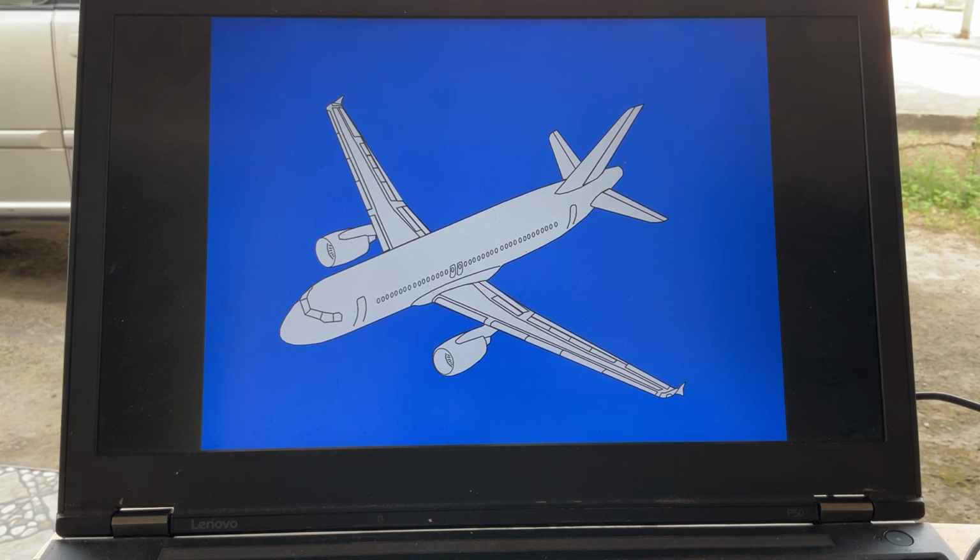Then we move to the back of the aircraft. There we have the vertical stabilizer, which is known as the fin. We have the rudder, we have the horizontal stabilizer, and then we have the elevators.